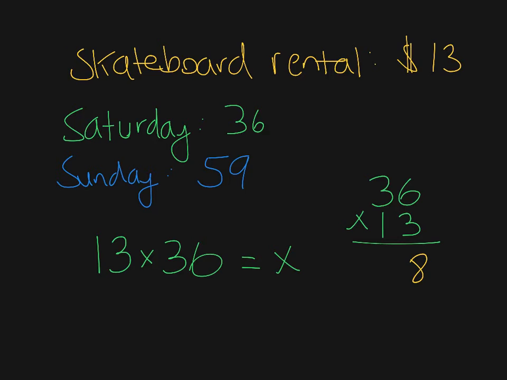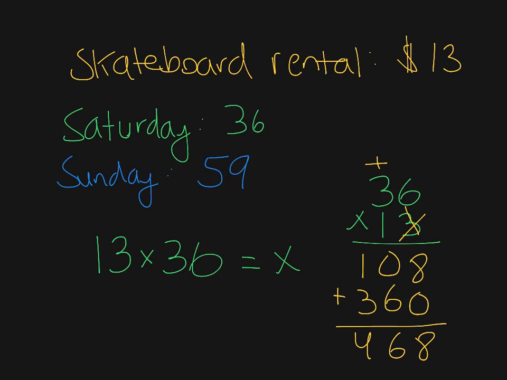6 times 3 is 18. 3 times 3 is 9. Add 1 makes 10. Cross out the 1, cross out the 3, put a 0. Don't forget that 0. 1 times 6 is 6. 1 times 3 is 3. And then if you add these up, you'll get 468. So x is really 468. So all we have to do is erase the x, and then we can put $468 on Saturday.